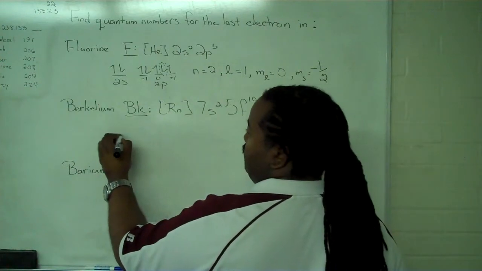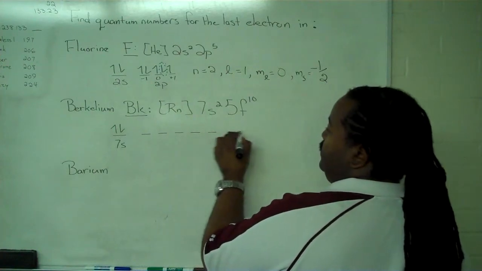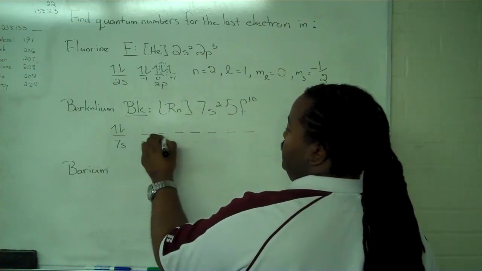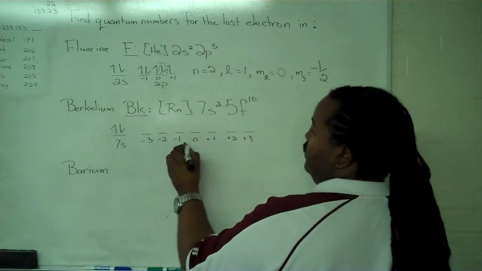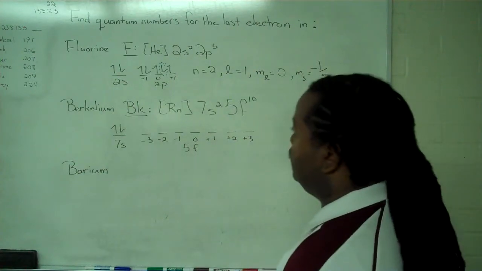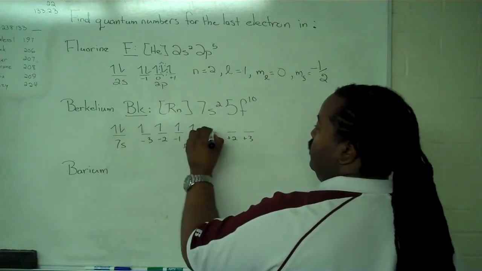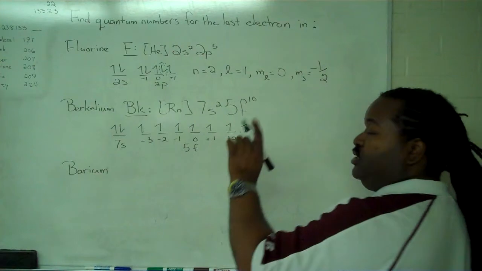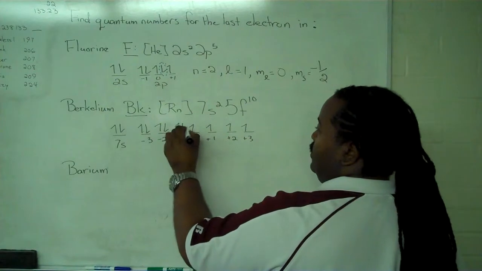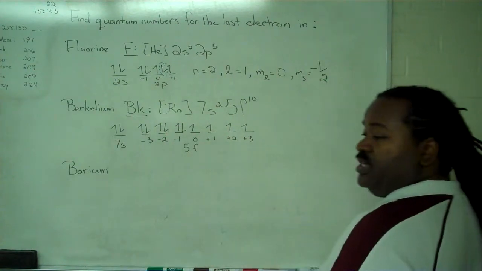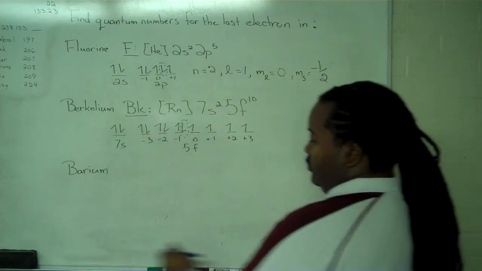So we have the 7s: 1, 2. For the 5f: -3, -2, -1, 0, +1, +2, +3. Altogether, that's 5f. And now we need to fill in 10 electrons. So 1, 2, 3, 4, 5, 6, 7, spinning everything up. Once we run out of suborbitals, then we can do the rest: 8, 9, 10.